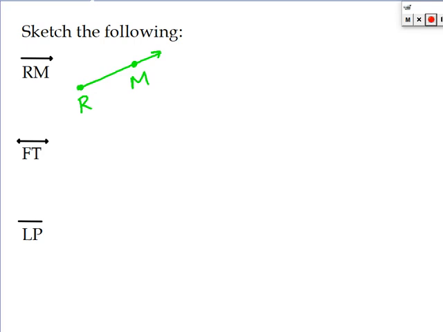FT is a line, so there's point F, there's point T, and here's my line. Make sure you are including arrows where they need to be. And finally, my segment LP, so again, I'm making 2 points, L and P, only now I'm creating a segment. So I'm not going beyond those points, I'm not adding arrows, it's just those right there.